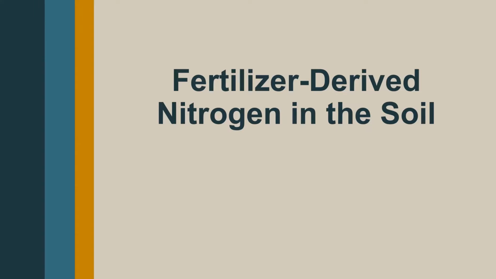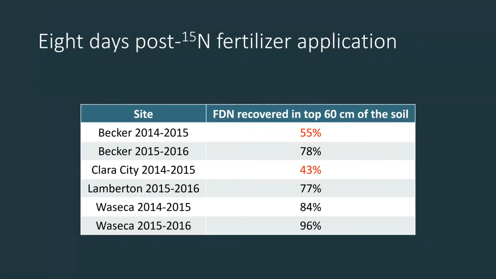So first I'd like to talk about the fertilizer-derived nitrogen in the soil. Our first sampling event occurred within 8 days of labeled fertilizer application at planting. And so averaged across fertilizer treatments, we were able to recover in the top 60 centimeters of the soil 43 to 96% of the applied fertilizer-derived nitrogen. As you can see, the lowest recoveries were in Becker and Clare City.